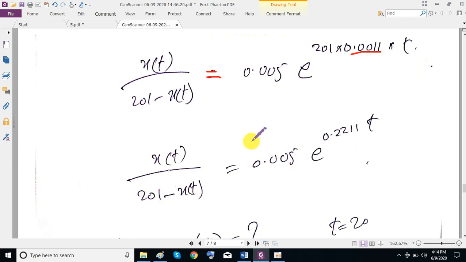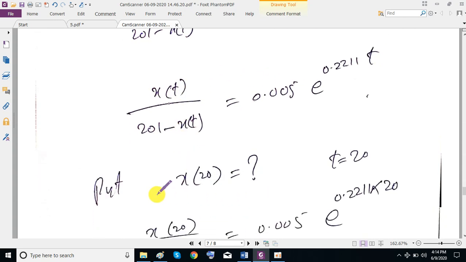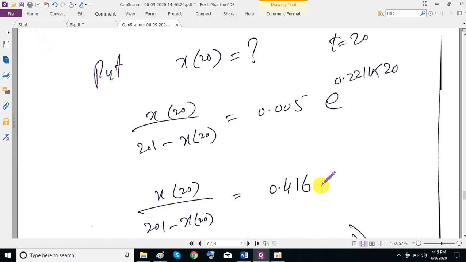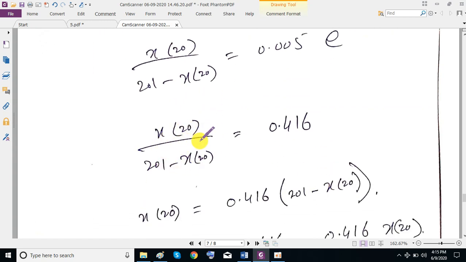And now we put t equal to 20, because we need to find the number of infected people after 20 days. So we put t is equal to 20. So what will be the number of people infected after 20 days? So here x of 20 over 201 minus x of 20 equal to 0.005 e power 0.2211 into 20. Calculating this, we get 0.416, and this comes in the same way.